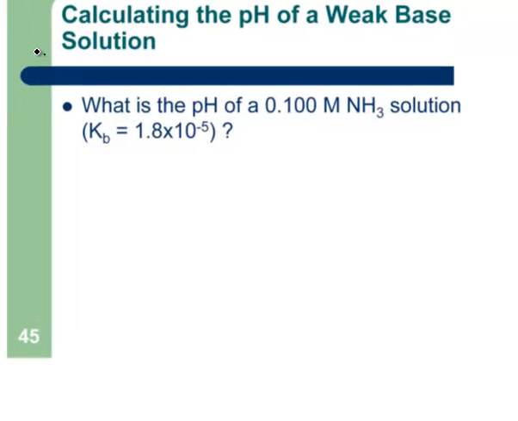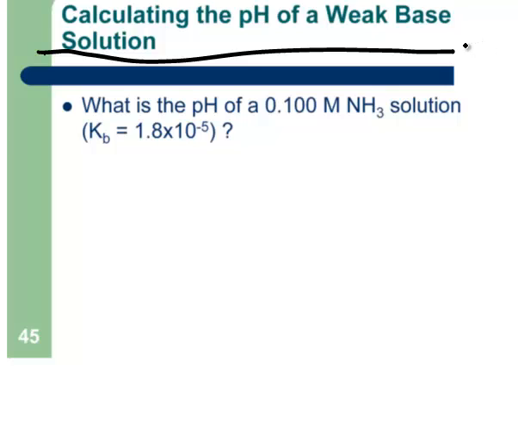Calculating the pH of a weak base solution. Weak bases in the Bronsted-Lowry sense are proton acceptors, and they're distinct from strong bases. The strong bases you should be familiar with are the alkali metal hydroxides and the heavy alkaline earth hydroxides: calcium, strontium, and barium hydroxide. But weak bases only partially ionize in solution.